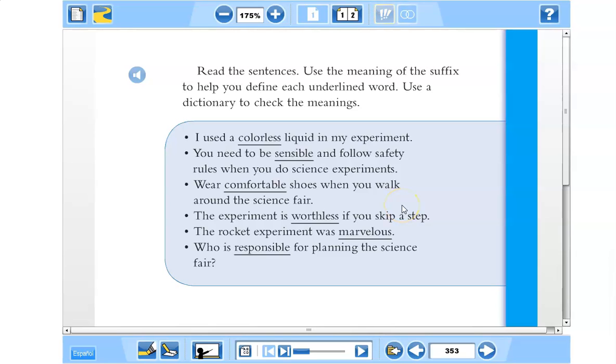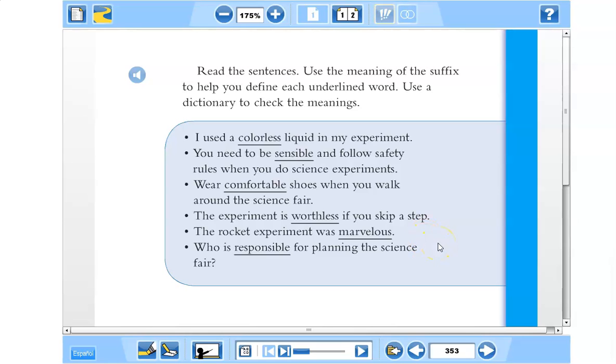The next one is, wear comfortable shoes when you walk around the science fair. So we look for the root word, comfort, and we look for able, which means capable of, so it's capable of comfort. Then we have, the experiment is worthless if you skip a step. So we find the root word, which is worth, and then we go to the suffix, which is less. So that's without worth.